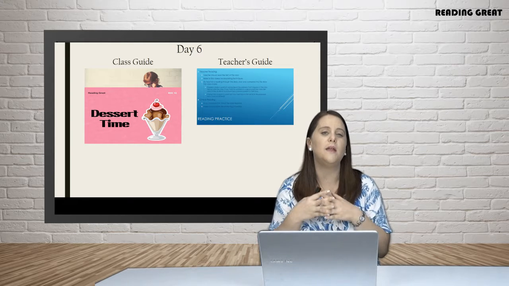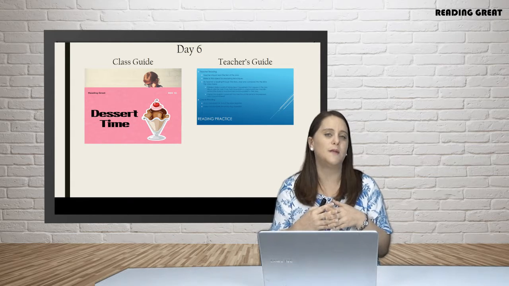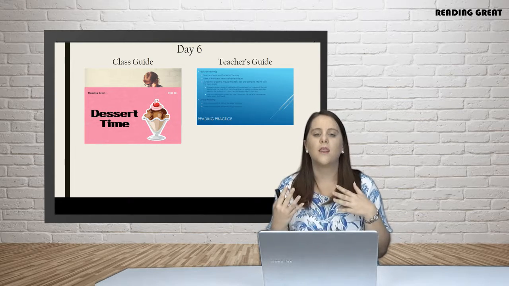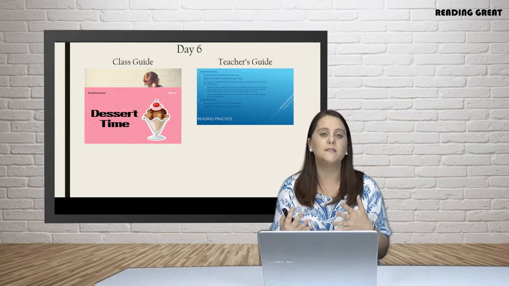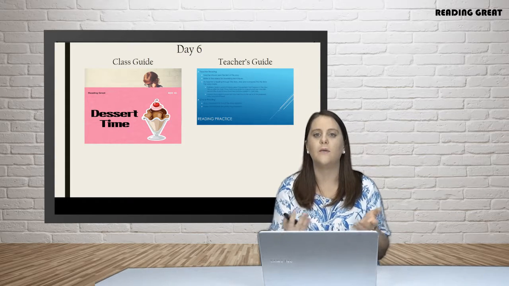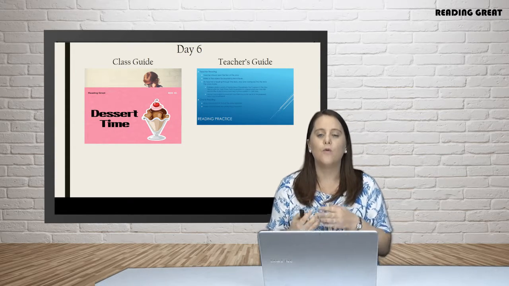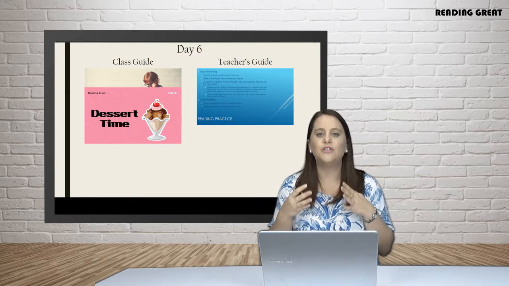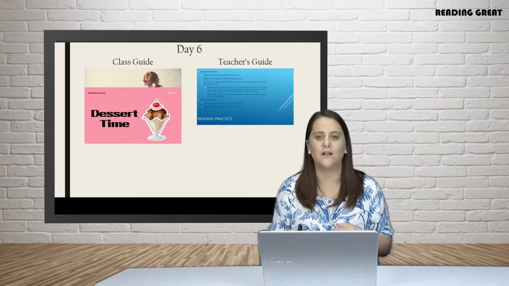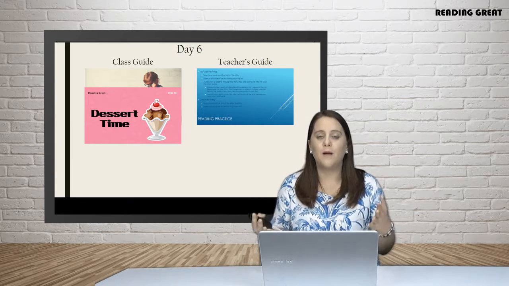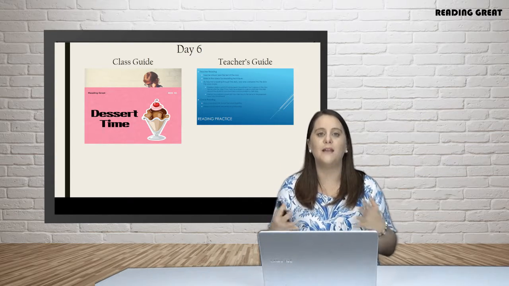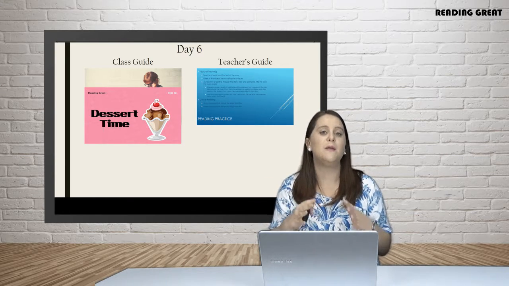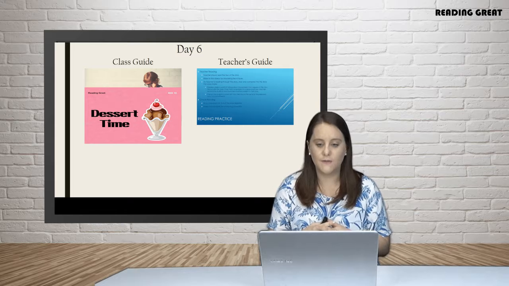The students probably haven't picked up on the problem in the story during the earlier days, but point out the problems in the story. So for instance, during this story, Dessert Time, the little girl in the story really, really wants to eat dessert, but she knows she can't have dessert till 7 o'clock. And so the problem is she just has to keep waiting and waiting and waiting. So see if the students can maybe figure out that problem themselves.